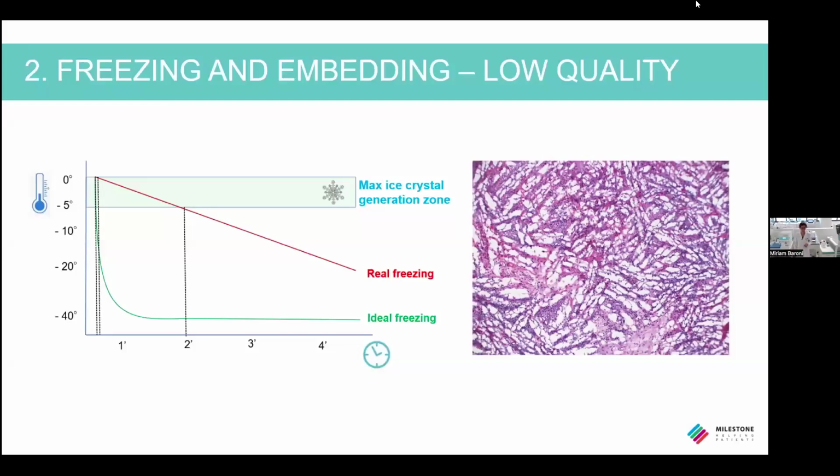Look at the graph in the image. As you can see, water has enough energy to form a crystalline structure when it is between 0 and -5 degrees. To avoid the formation of ice crystals, the sample and the water in it must pass through this ice crystal generation zone in a very short time, less than 1 minute. A short freezing time is also important to reduce the overall procedure, of course.